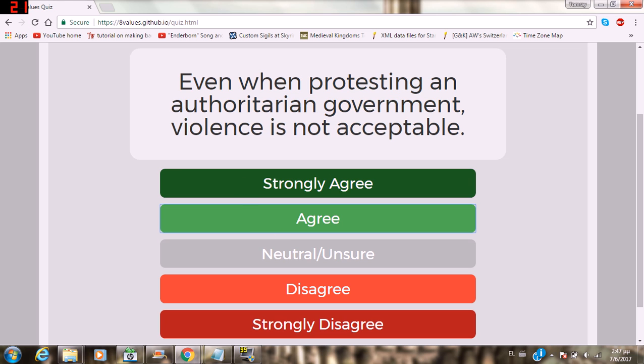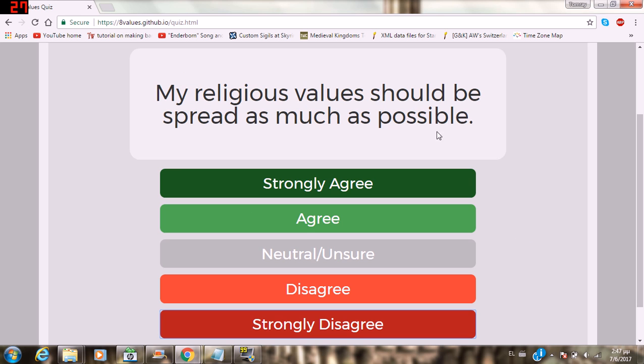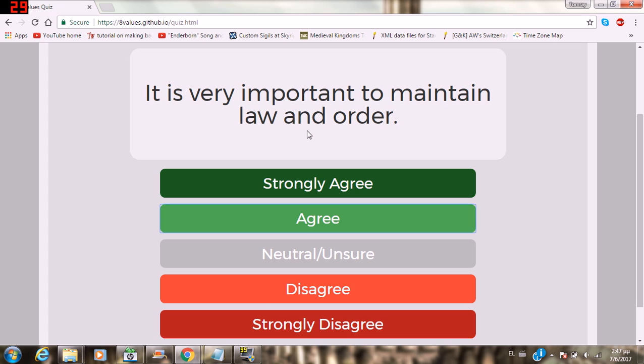Government should be accountable to the international community? Yeah. Even when protesting an authoritarian government, violence is not acceptable? Fuck no. Violence is acceptable if you're going against an authoritarian or totalitarian government. It just is. My religious values should be spread as much as possible? Nope. Our nation's values should be spread as much as possible? Yeah.